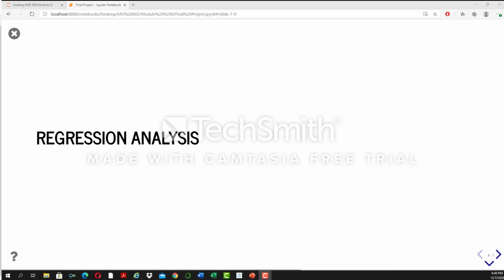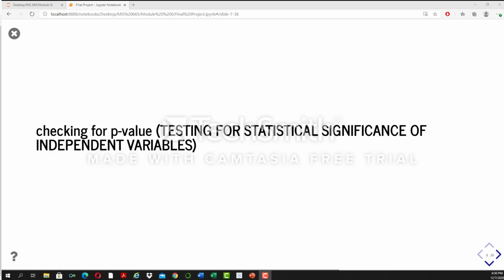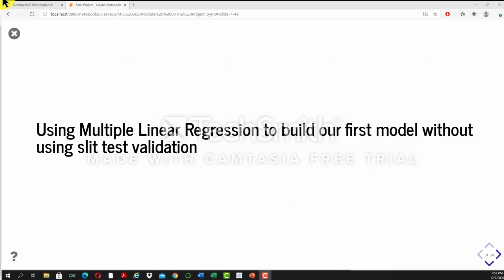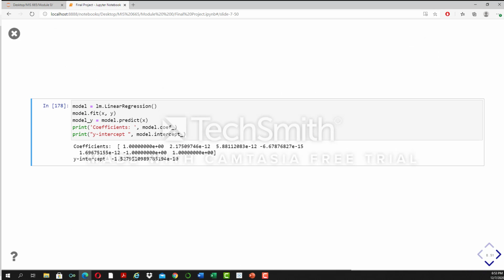Now we move to regression, and we're going to talk about variables that are very influential in determining premium. With our regression, we want to also test for statistical significance of the independent variables, and we have all the variables being statistically significant. Using multiple regression, we're going to build our first model, and we have our coefficient right here. We have one for our first coefficient variable.